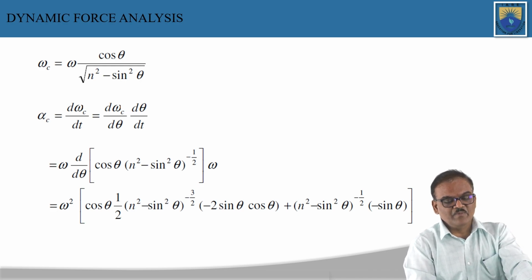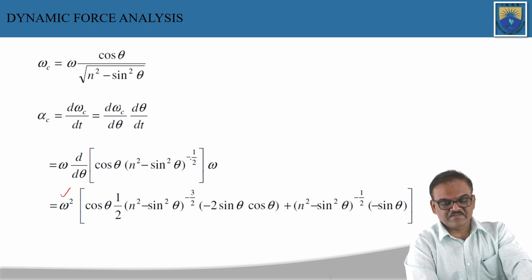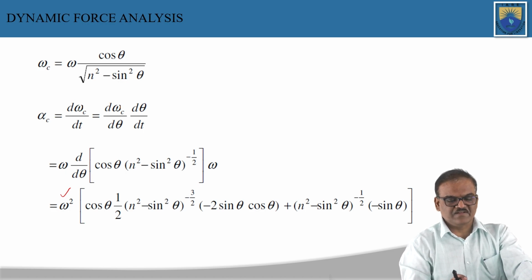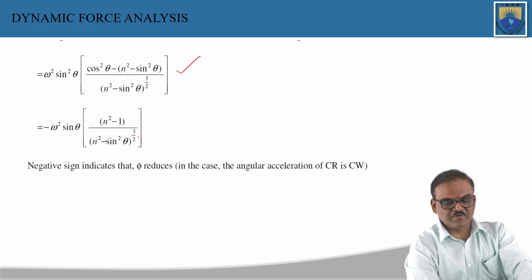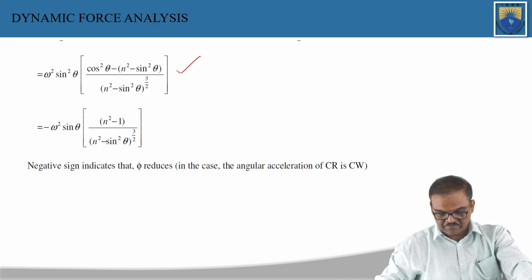Alpha c is d omega c by dt, which is d omega c by d theta into d theta by dt. Therefore, omega into d theta by dt is again omega, so omega square. Then the differential is of cos theta into n square minus sine square whole to the power of minus half. This is to be differentiated as a product uv: first function into differential of the second function plus second function into differential of the first function. Then we get the term omega square sine square theta into this term, that is minus omega square sine theta n square minus 1 by n square minus sine square theta whole to the power of 3 by 2. The negative sign indicates that phi reduces, in which case the angular acceleration of the connecting rod is clockwise.